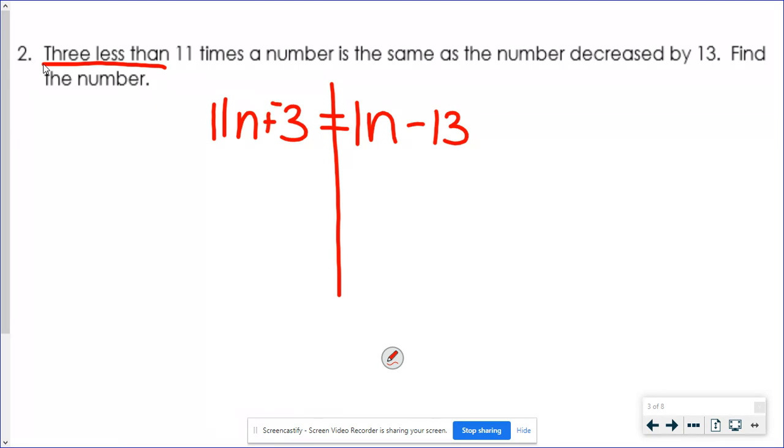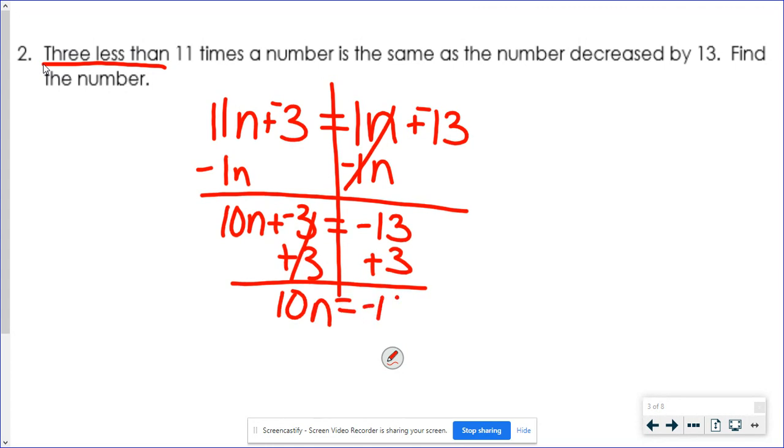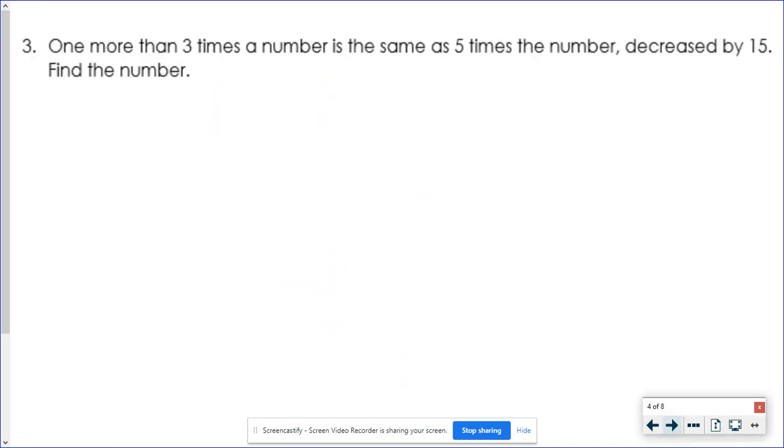I would change my subtractions into keep, change, or adding the opposite. Now I'm going to subtract 1n from both sides. So I have 10n plus negative 3 equals negative 13. So I would add 3 to both sides. 10n equals negative 10. And n is negative 1. If I'm going too fast on these, feel free to pause the video, work through yourself if you want to.